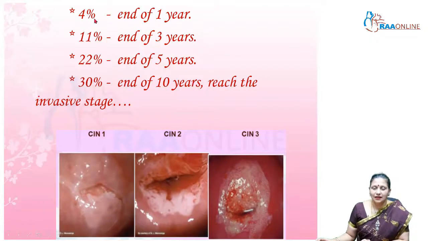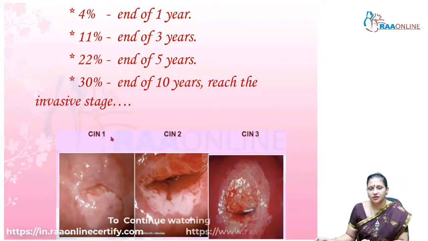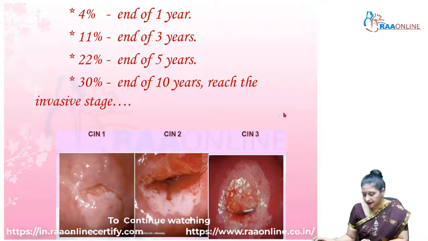Now, 4% of CIN will become cancer at the end of 1 year, 11% at the end of 3 years, 22% at the end of 5 years, and 30% at the end of 10 years will reach the invasive stage. So gradually they will progress from CIN1, CIN2 and CIN3, and these are all pre-malignant lesions of carcinoma cervix.